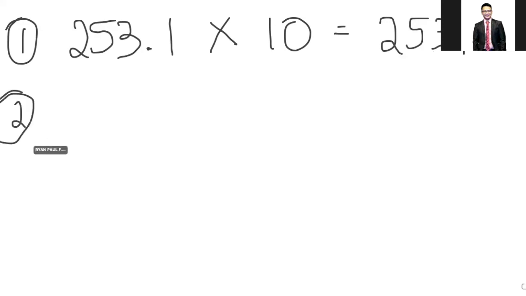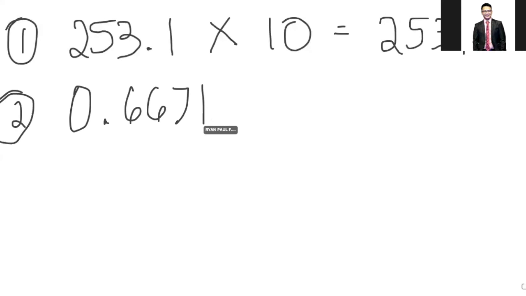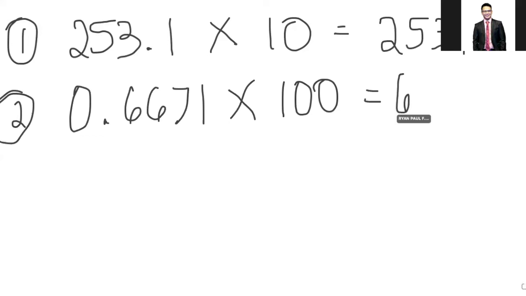Number 2, if we have 0.6671 multiplied by 100. Try to solve. 5, 4, 3, 2, and 1. The correct answer is 66.71.